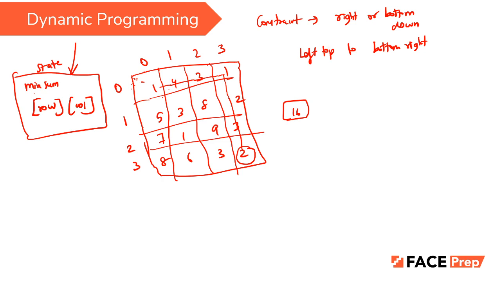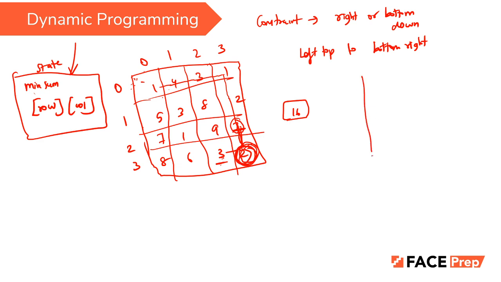So how do we solve this problem? To reach here, I could have come from here or I could have come from here. Now I need to know what is the minimum sum at this point and what is the minimum sum at this point. I need to just figure out what is the minimum of these two and then add this value to arrive at the cost for this. Are you guys following this?